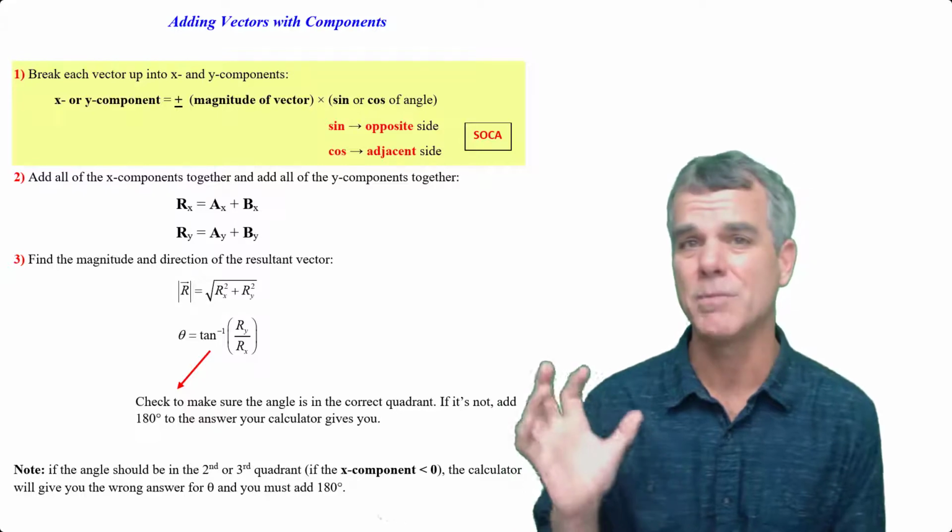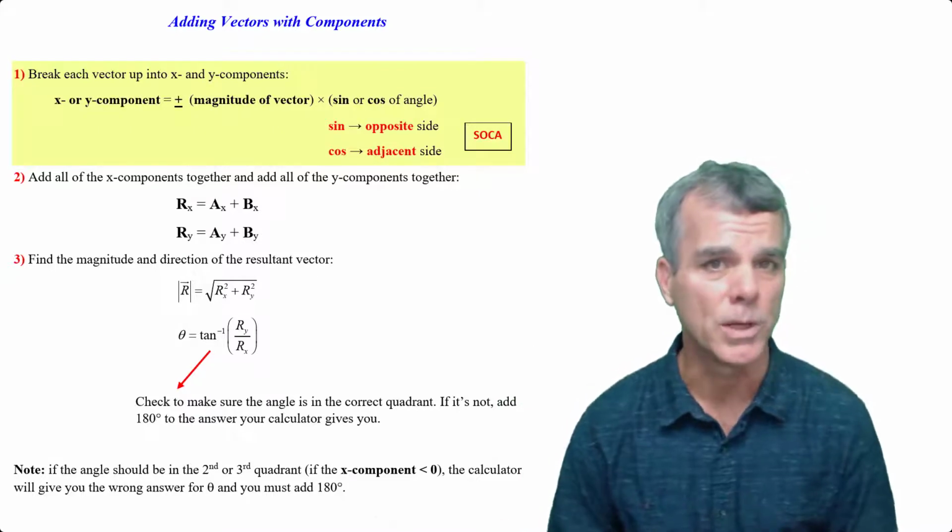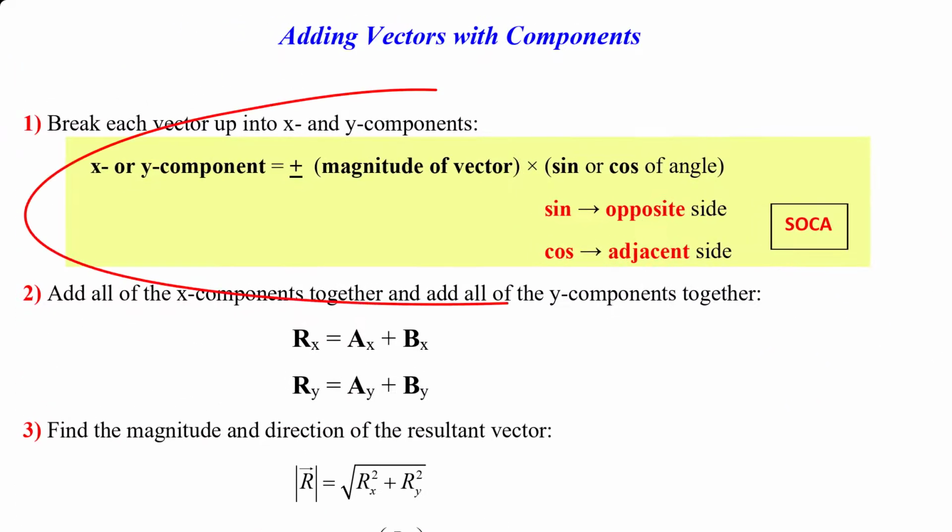Simplest way of doing this is my patent pending Southern California approach. SoCal says the following. X or y component of any vector is always plus or minus the magnitude of the vector times either sine or cosine. The plus or minus is going to depend upon whether the component should be positive or negative, which will depend upon whether it's pointing in the positive or negative direction. So if you have the x component that points to the left, that x component should be negative, so you have to manually put in a minus sign. If the y component points straight down, that y component should be negative, so you have to manually put in a minus sign. Magnitude of the vector is just the magnitude of the vector.